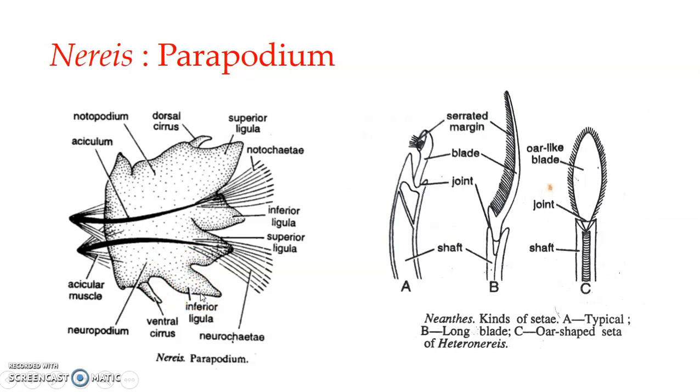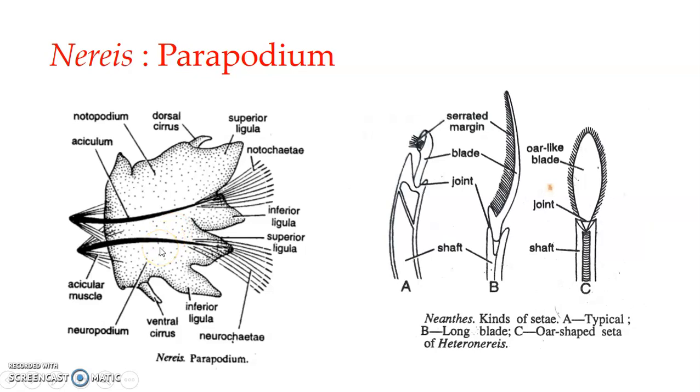Now each part bears at its base a slender tentacular process, which is known as a cirrus. This is along the dorsal margin of the notopodium. It contains a dorsal cirrus, and along the ventral margin of the neuropodium, a similar structure, the ventral cirrus. The dorsal cirrus is slightly larger than the ventral cirrus.